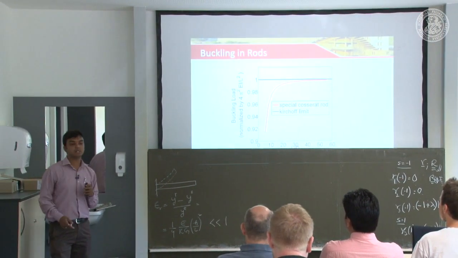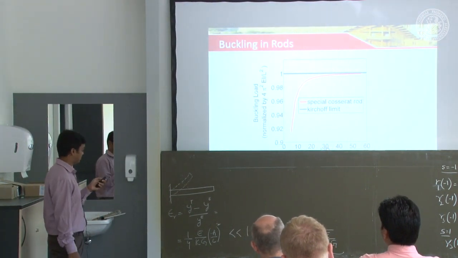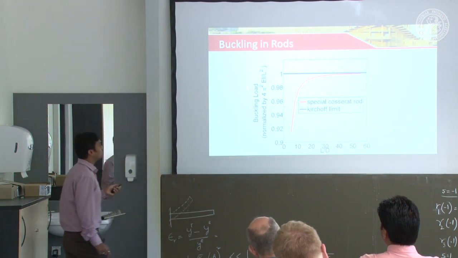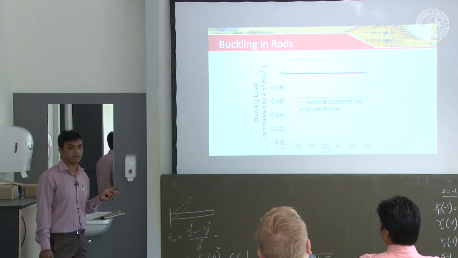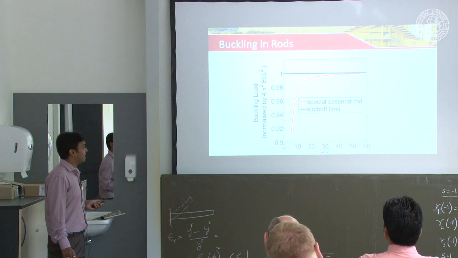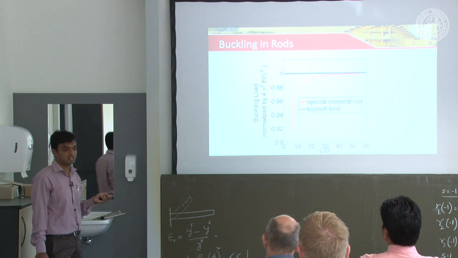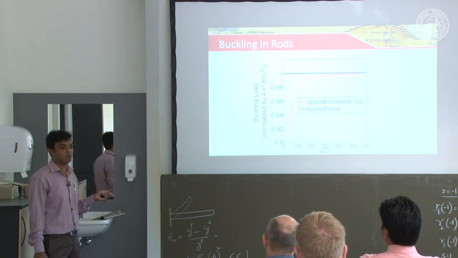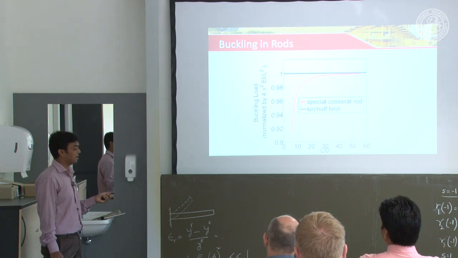If I look towards the buckling load of this kind of rod, I would find that as the L by D ratio increases, so this is my buckling load, which I have normalized with the Euler buckling load 4 pi square E I by L square, my rod behaves like a Kirchhoff rod. But for lower L by D ratio, because of shearing and extensibility effects, the buckling load decreases. That's why we see that there is a gap here.